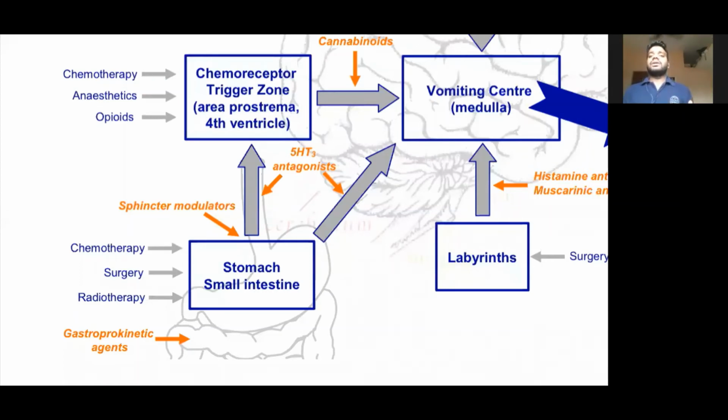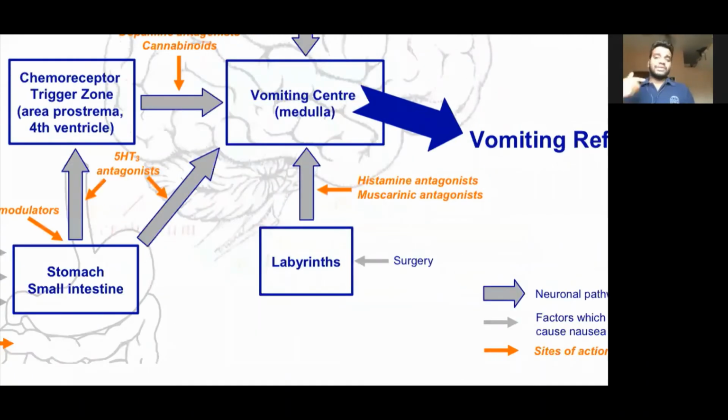Okay, and to treat these, we can use many treatments like 5-HT3 antagonist. Okay, you can use many kinds of prokinetic, gastroprokinetic agents like metoclopramide. We can use sphincter modulators. Okay, so if we know the nausea, vomiting is happening because of this, then labyrinths. I was talking about the ear, we have labyrinths. If there is any kind of surgery related to the ear which has affected the labyrinth, that can cause vertigo. Okay, and vertigo can cause nausea, vomiting. So for that, we can use histamine antagonist or muscarinic antagonist.